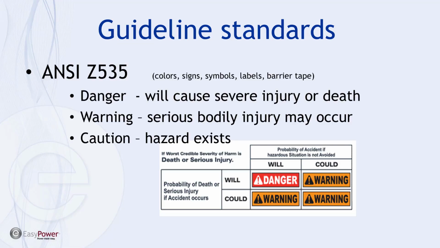All right, so let's jump into the details of today's discussion. I mentioned we're going to touch briefly on the guidelines. There are several standards that get into the details of how the label should look, what the symbols should be, colors and the like. ANSI Z535 probably is the most recognized consensus standard that has sections on colors, signs, symbols, labels, barrier tape, and the like. It also describes the definition, if you will, or the application of the words danger, warning, and caution.